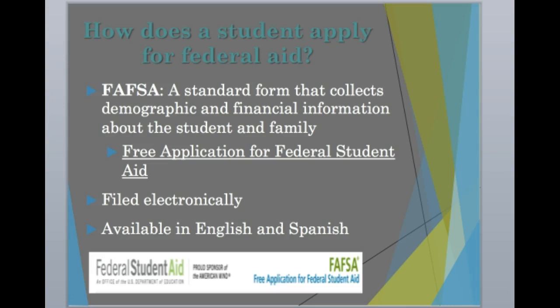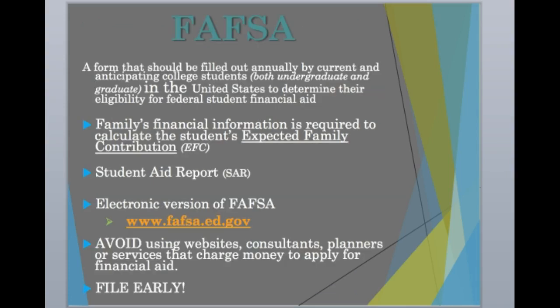So how does one apply for federal aid? This is the FAFSA, the Free Application for Federal Student Aid. This is a standard form that collects all your demographic and financial information about the student and the family. And it is filed electronically. It is also available in English and Spanish, but this must be filed electronically with FAFSA. This form should be filled out annually by current and anticipating college students, both graduate and undergraduate, in the United States, to determine their eligibility for federal student aid.